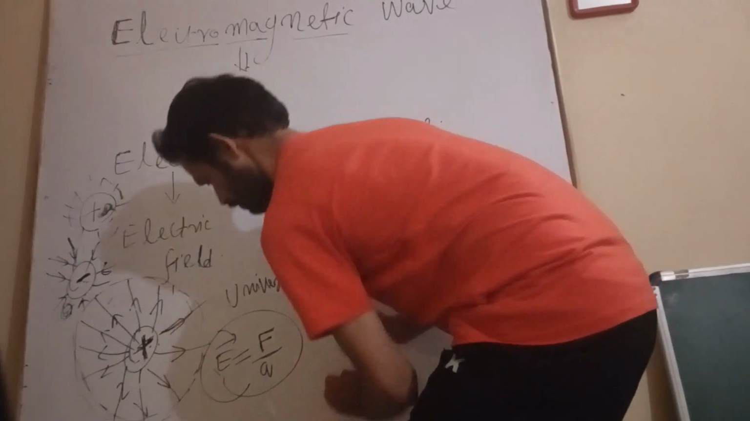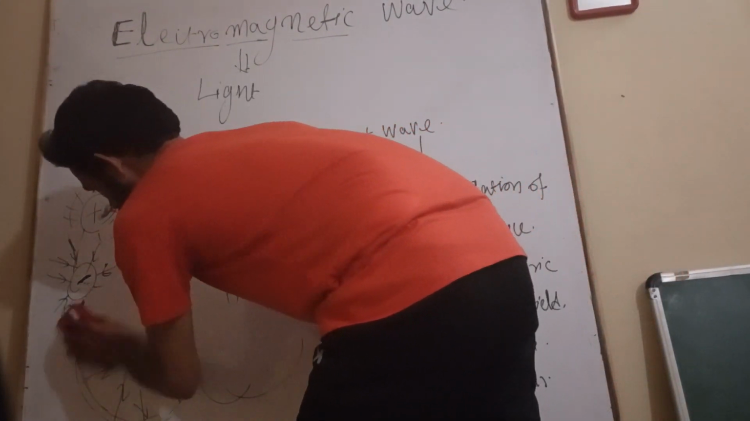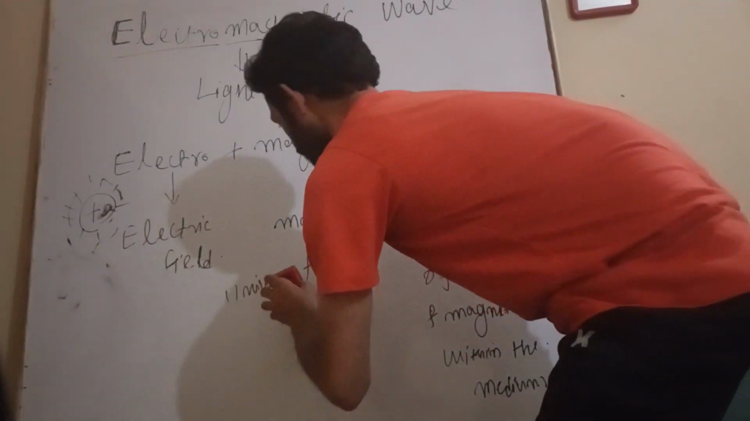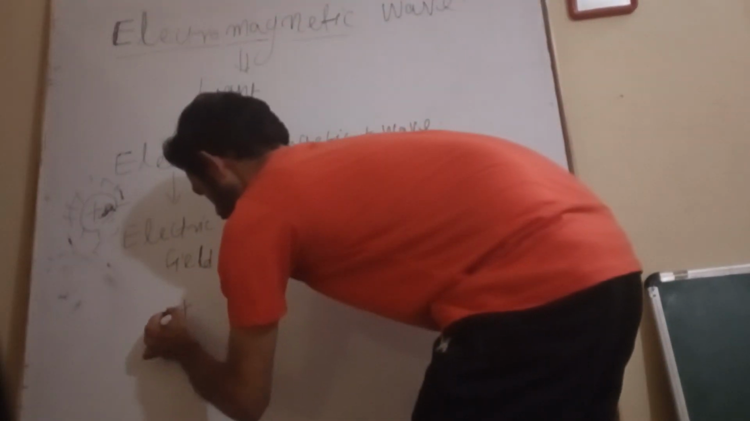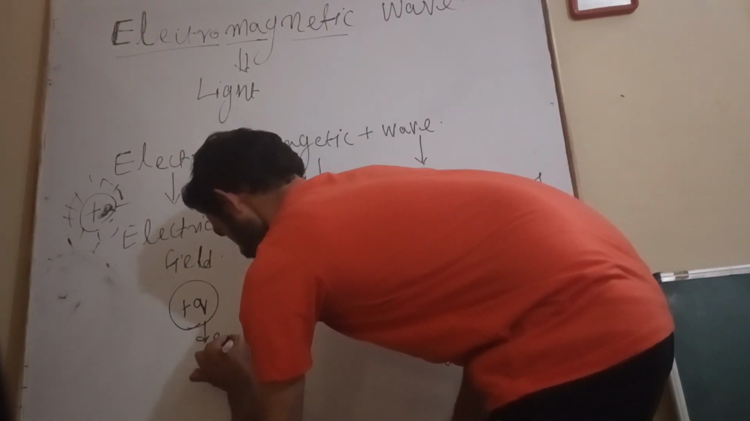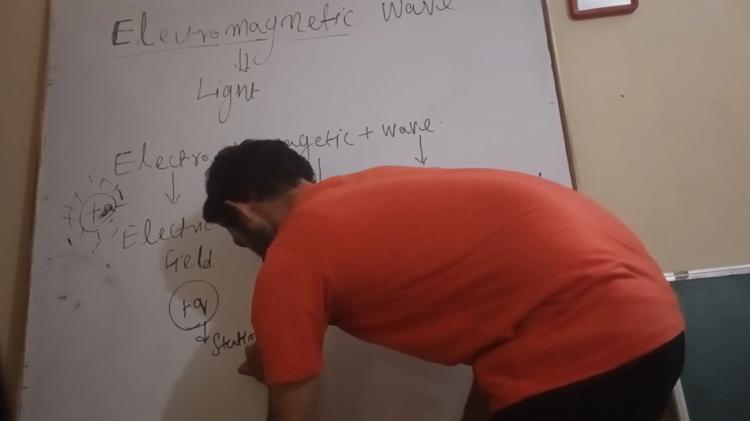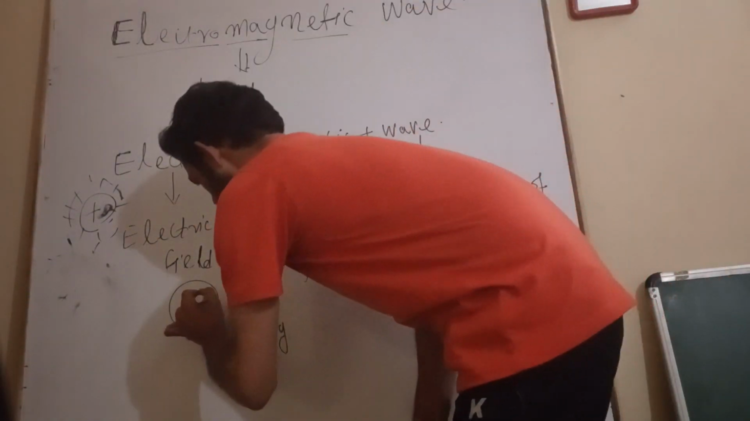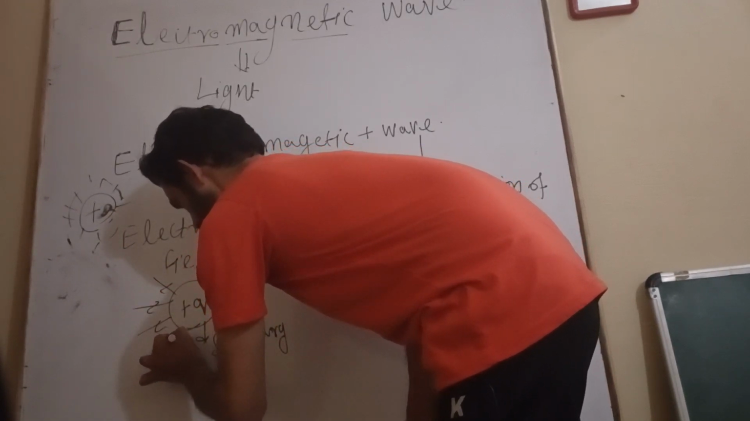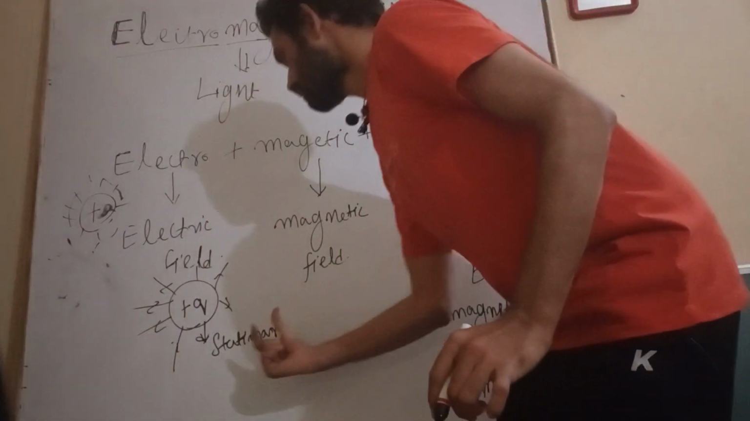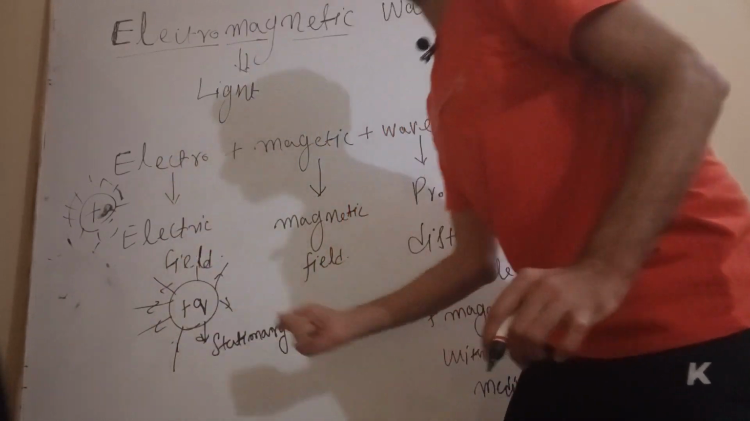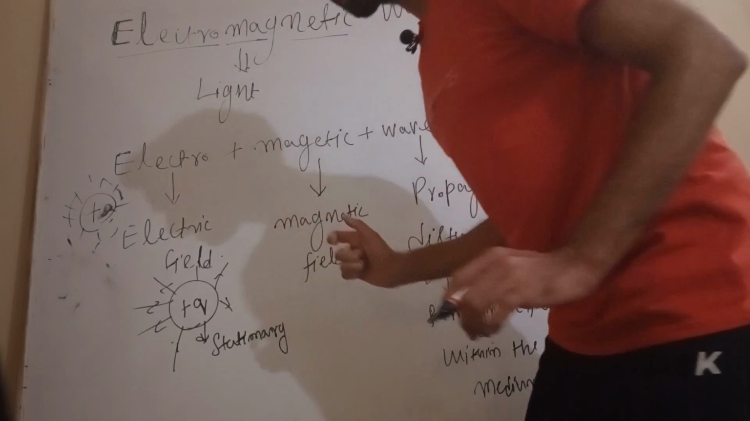Now this is force per unit charge. Now see, this is my positive charge. If this positive charge is stationary, then it will produce an electric field, a stationary electric field, a static electric field. Static means this charge is stationary. So therefore there is a field of what type? Static electric field.